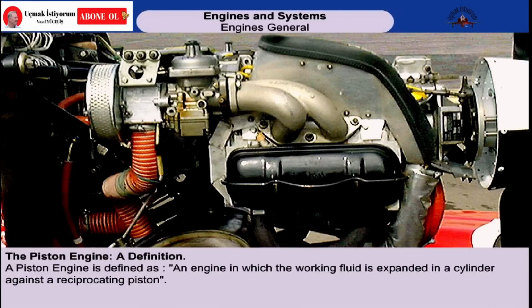The accepted definition of the term piston engine is an engine in which the working fluid is expanded in a cylinder against a reciprocating piston. This definition could be applied to any reciprocating type of internal combustion engine, but here we'll use it to imply the type of engine used in most light aircraft, namely the four-stroke gasoline spark ignition engine.